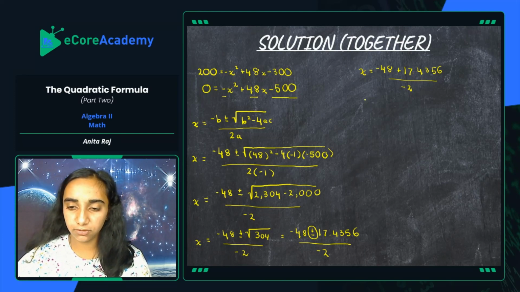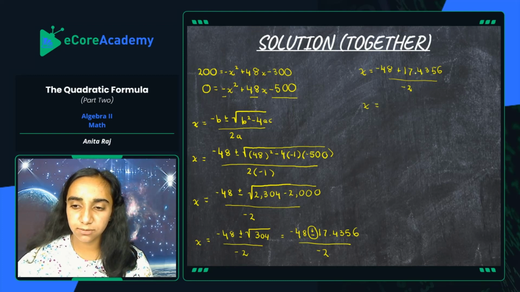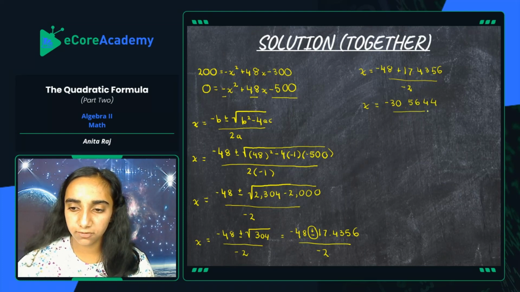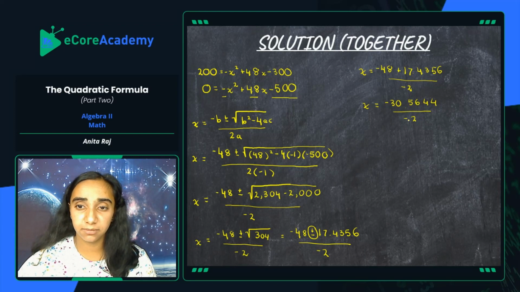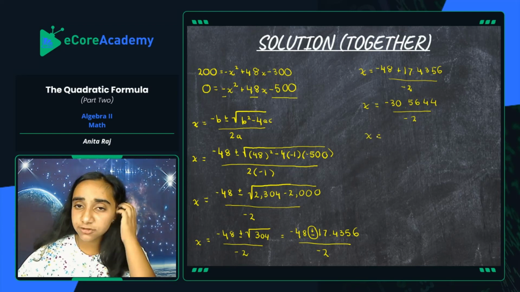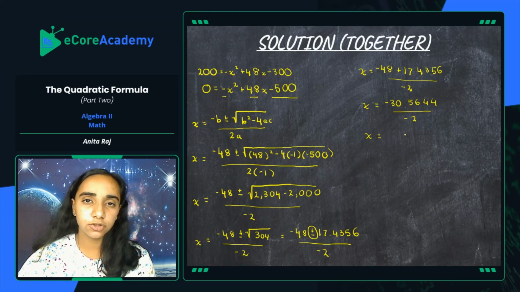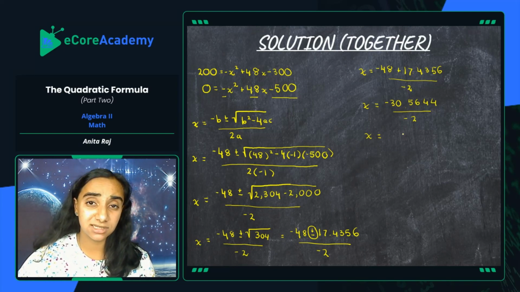Okay, so then if we do that, we get x is equal to negative 48 plus 17.4356 is equal to negative 30.5644 over negative 2. And then if you just divide negative 30.5644 by negative 2, I'm going to round it off to 2 decimal places, because remember, x represents the amount of money per painting, and money is rounded off to 2 decimal places to represent the cents.